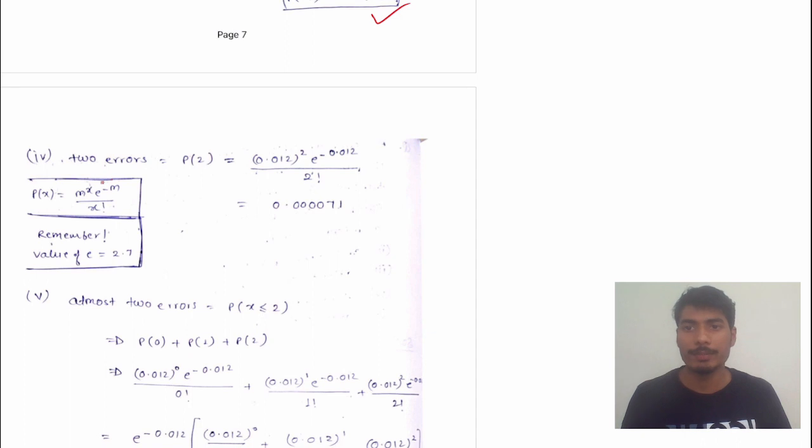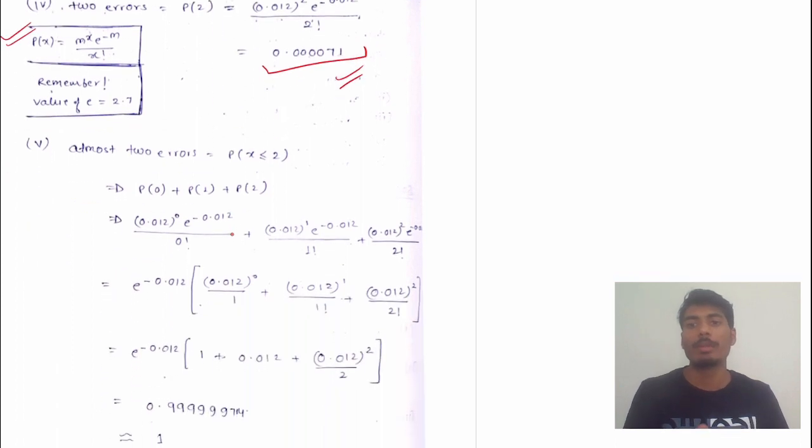Now 2 errors. 2 errors means x equal to 2. We know m equal to 0.012 and x equal to 2. Now we use this formula, and using it, you can get the probability of x equal to 2 as 0.00071. At most 2 errors means that number and less than that number. At least means that number and more than that number. At most means that number and less than that number.